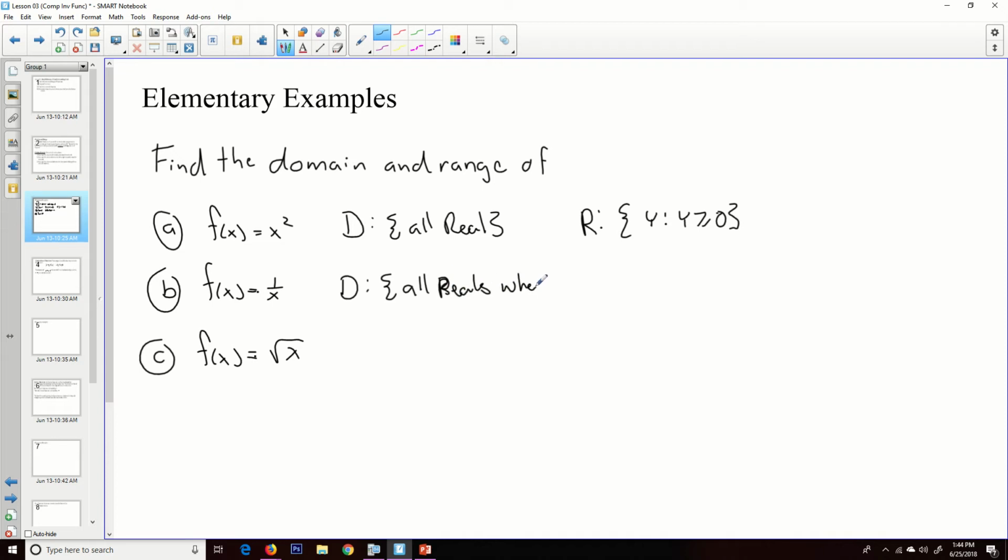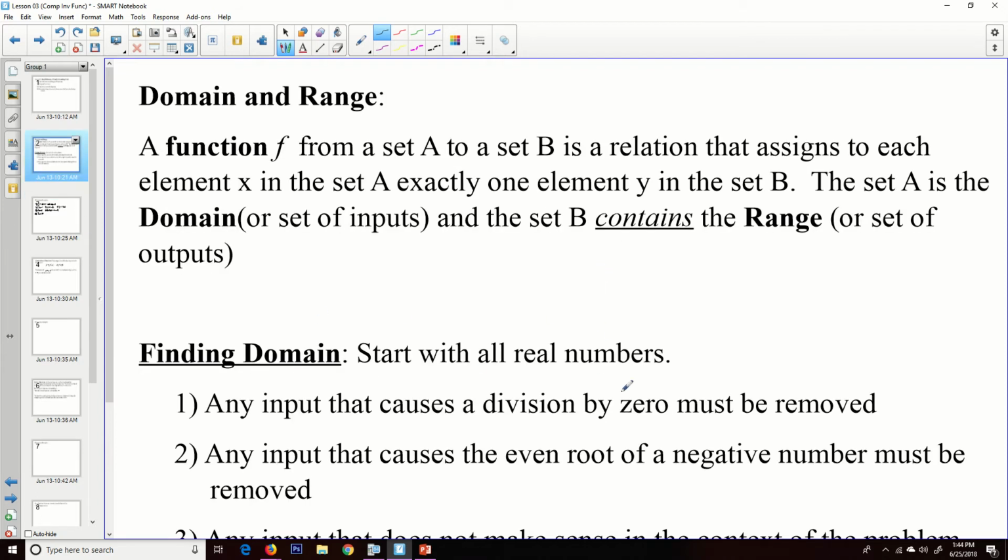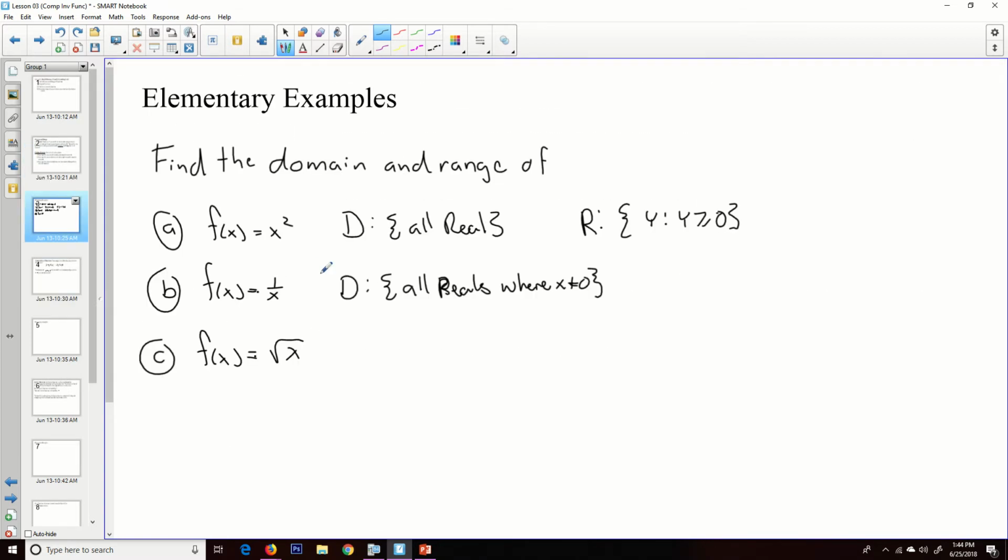where x is not equal to 0. All right, so that's my guess, and I've got to justify it using the rules. Okay, start with any input that causes division by 0 must be removed. Well, we said that 0 must be out of there, and if I go 1 divided by 0, that makes sense. I can't have 1 divided by 0. That's undefined. So all reals where x is not equal to 0 seems to be a valid domain.